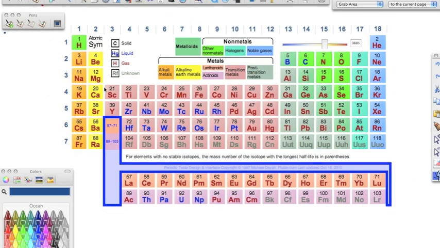20. An atom or a group of atoms that has a positive or negative charge is called an ion.